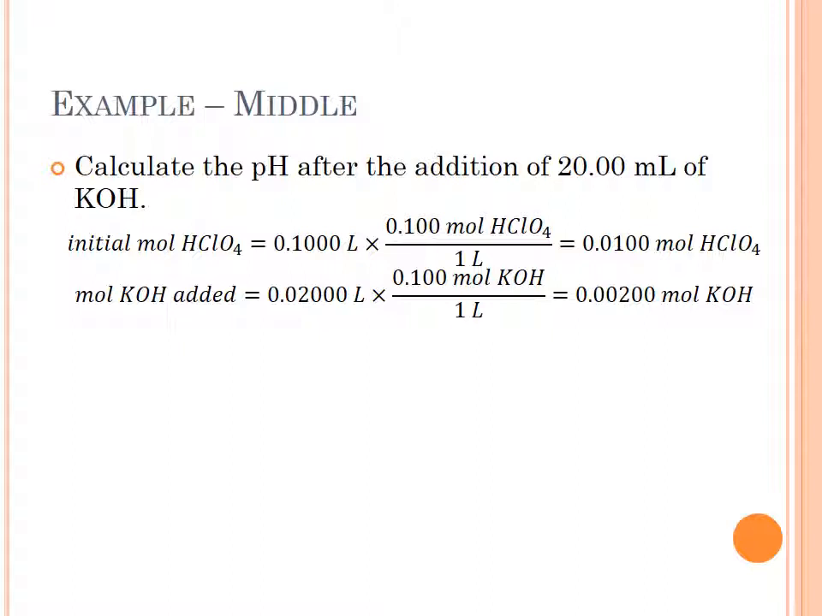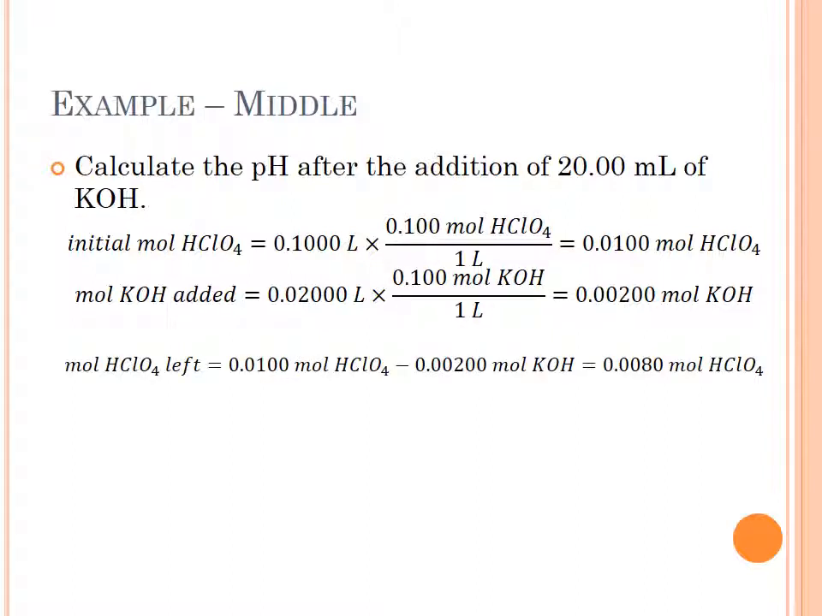Not all of the acid is neutralized, but some of it, so we need to figure out how much is left. Since it's 1-to-1 stoichiometry, I can just directly subtract the numbers. So we have 0.01 moles of perchloric acid minus the 0.002 moles of potassium hydroxide, because it's a straight neutralization. We're left with 0.0080 moles of perchloric acid.